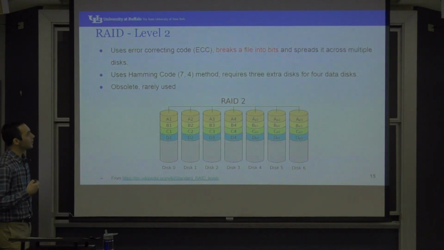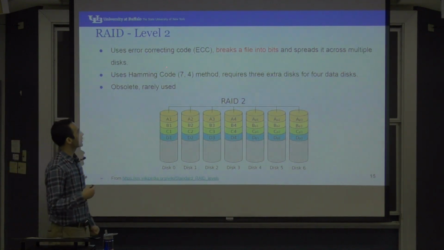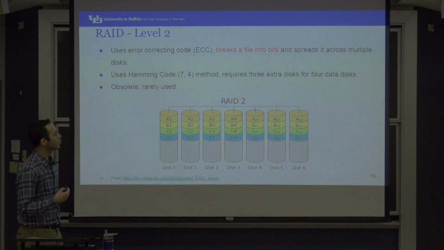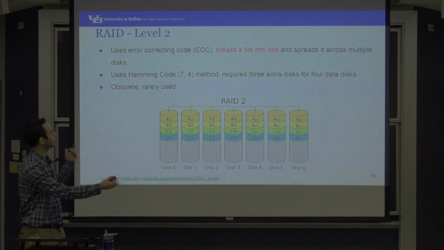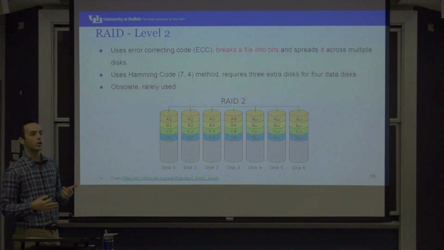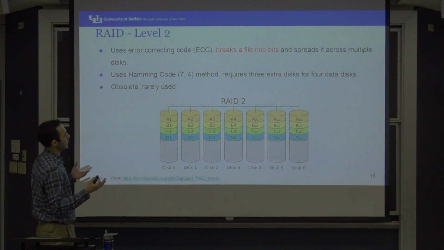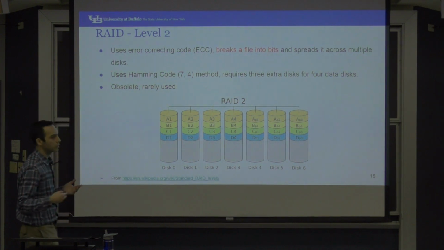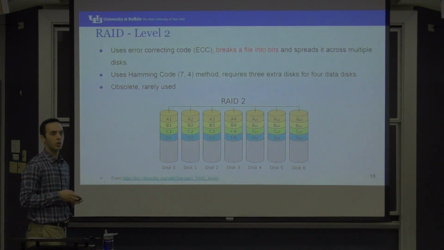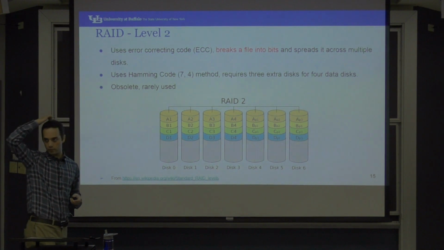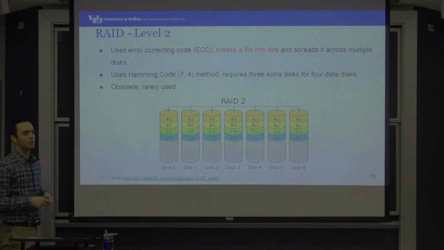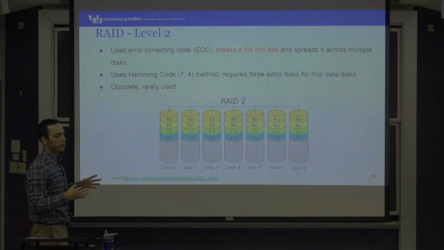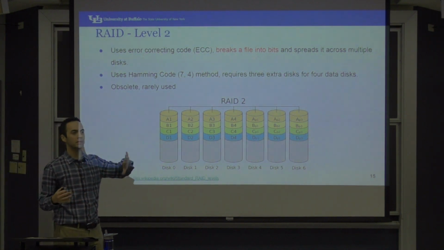So RAID level 2 actually uses error correcting codes, or ECC, and breaks a file into bits and spreads those bits across multiple disks, right? So what it does is that it basically uses, for example, Hamming code. How many of you know what a Hamming code is? Just raise your hand. Okay. We have a couple of slides on Hamming code, but the concept is important to know right here, but the details not yet.